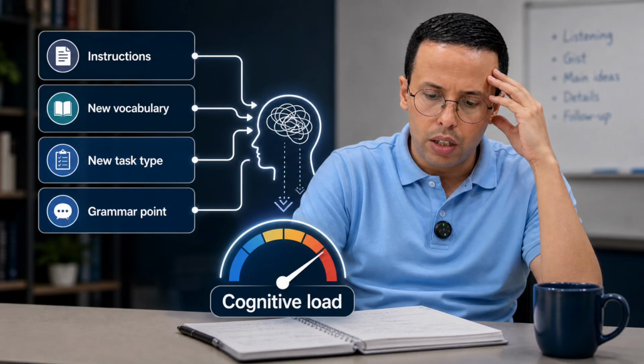But notice the key idea. Shape controls when learners feel safe, and shape controls when learners feel stretched. This is the part many training courses never explain clearly enough. Lesson shape is partly cognitive and partly emotional. The cognitive side asks, how much information are learners holding at once? Are they processing instructions, theory, new vocabulary, a new task type, a grammar point, all at the same time?